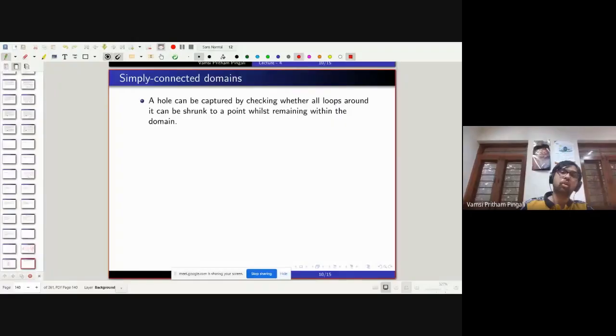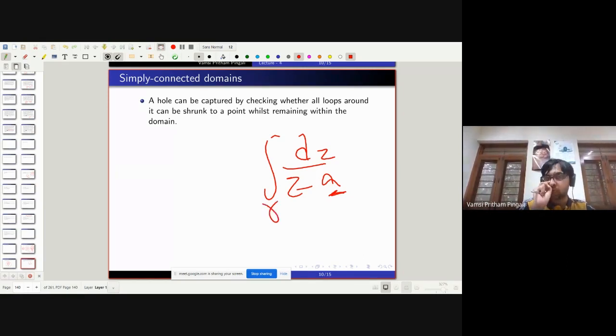Not by checking whether all loops can be shrunk to a point whilst remaining within the domain. Another way to check whether there's a hole or not is to just check whether this is 0 or not, for all closed curves and for all A within the domain.